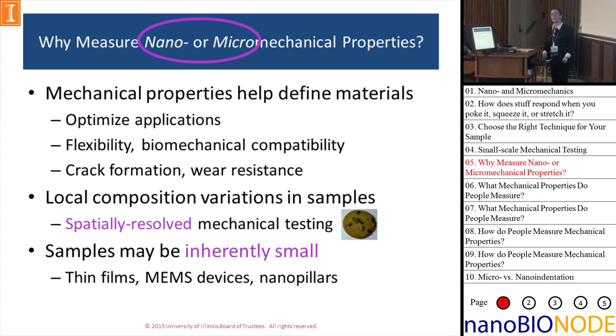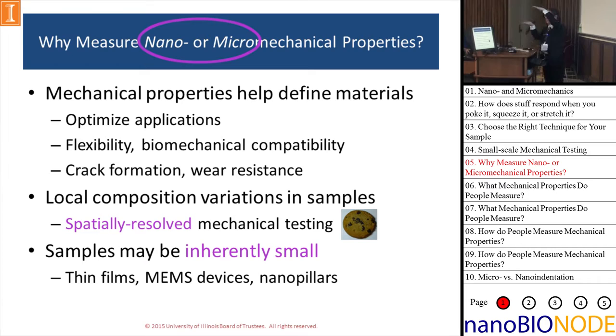The other reason we're focusing on nano and micromechanics here is, again, your samples may be spatially inhomogeneous. You may not have a perfect material that is identical throughout its entire bulk. Or your samples may be just plain small. It's very hard to test a nanopillar if you've got two plates that are the size of your hands.